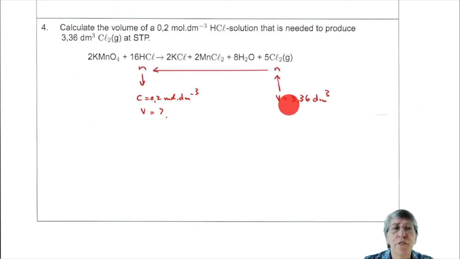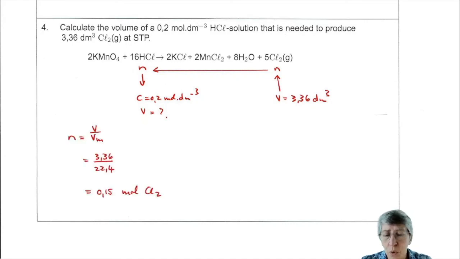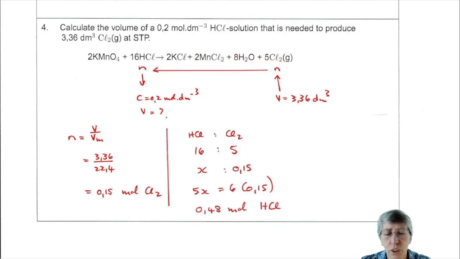So first I'm going to take the volume that they give me, convert to moles of Cl2, then from Cl2 to HCl, that is going to be stoichiometry with the ratio 16:5, and then get the volume. So the first step was just to convert that volume to moles. Then you had to go from that one to that one. What do we know? HCl to Cl2 is in the ratio 16:5, and I am looking for the HCl. I have the chlorine, 0.15 that I worked out down there. And then it's just cross multiplication to make the maths easy, and I end up with 0.48, and now I've got the moles of HCl.